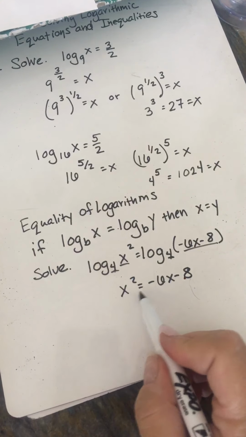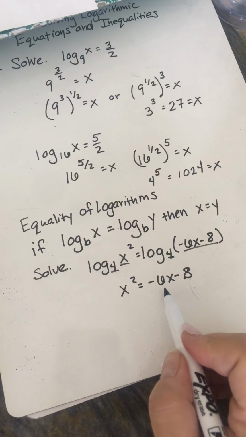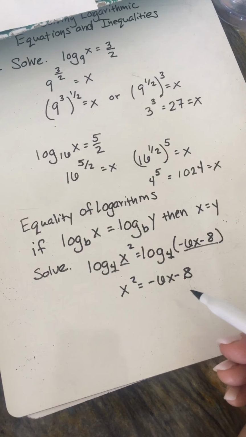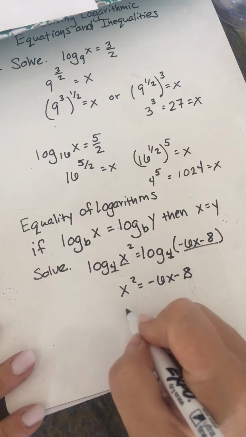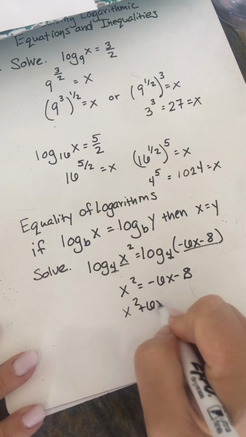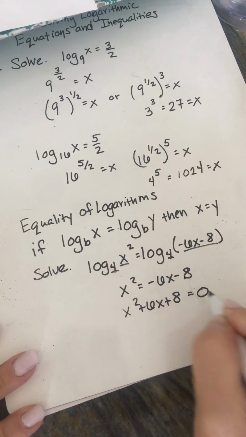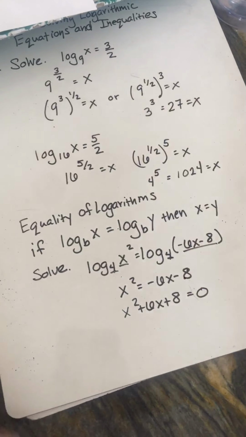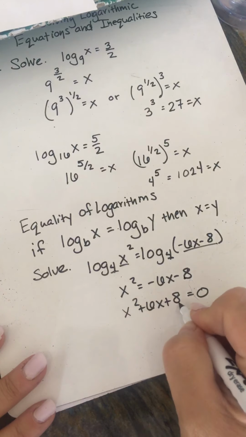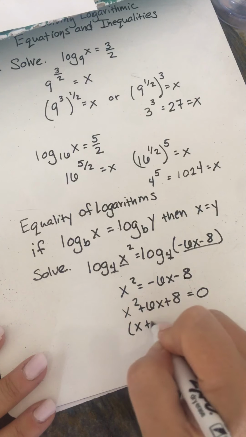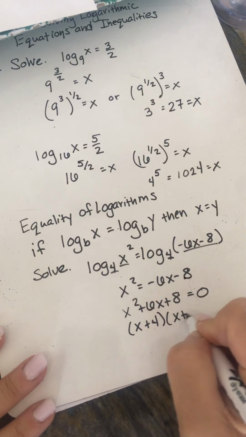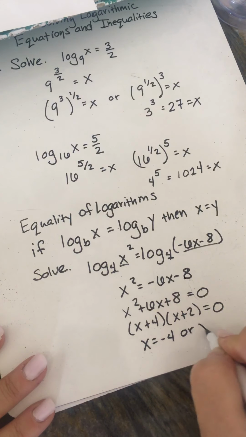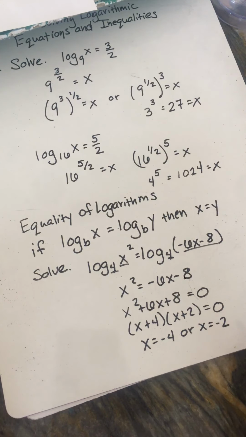All right, so we have a quadratic term and a linear term. That tells us we need to move everything to one side, set the whole polynomial equal to 0. Because we want to try factoring first before we get into any other crazy methods. So factors of 8 that add to equal 6, oh, that's an easy one. x plus 4, x plus 2 equals 0. So x equals negative 4 or x equals negative 2.